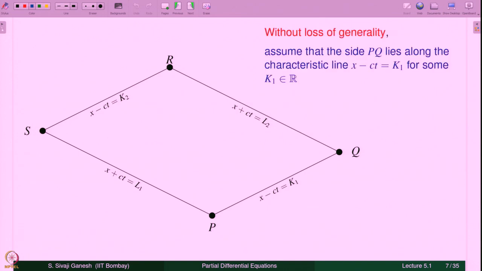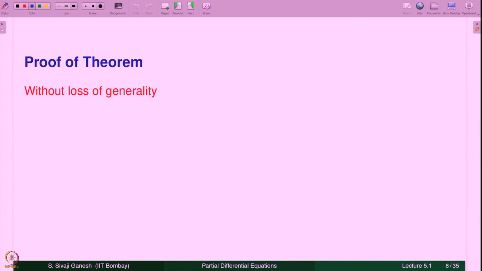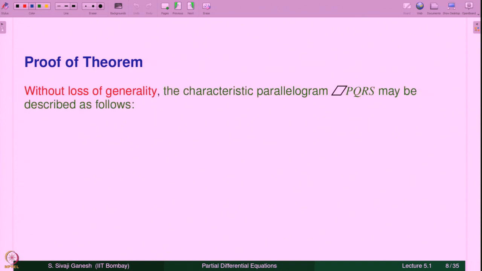So, without loss of generality, assume that the side PQ lies along, we have to set up some notations. So, PQ lies along this characteristic line x minus ct equal to k1. And the vertices are as in this picture, namely they are described in this anti-clockwise manner, just to set up notations, and therefore QR lies on some member of the characteristic lines family, and of course it has to be from the other family, x plus ct equal to L2. There is some number k2 such that RS is along the line x minus ct equal to k2, and there is a number L1 such that SP lies along x plus ct equal to L1. That is precisely what we are assuming.